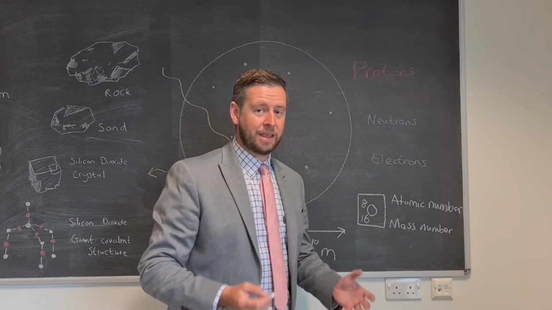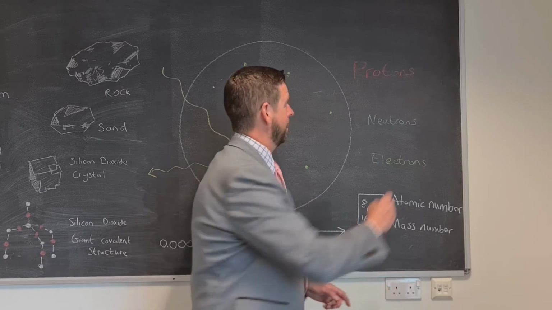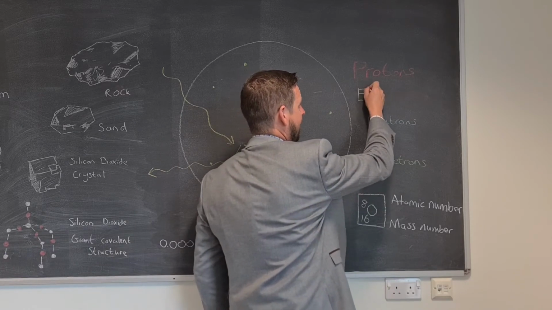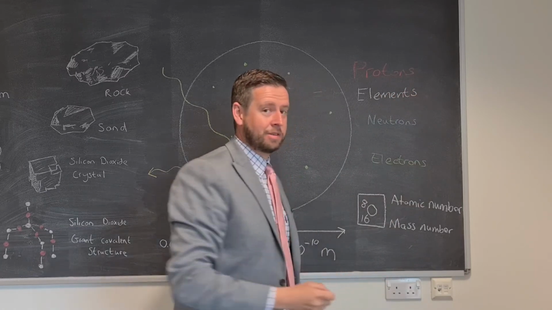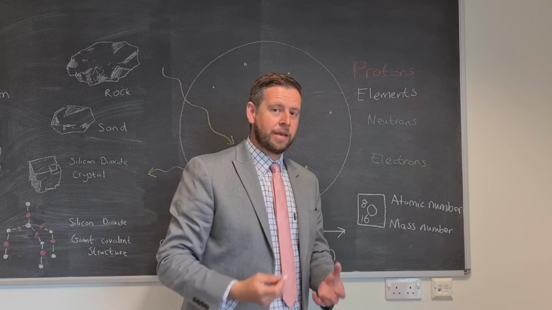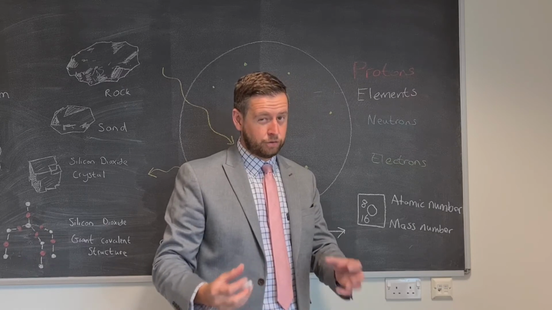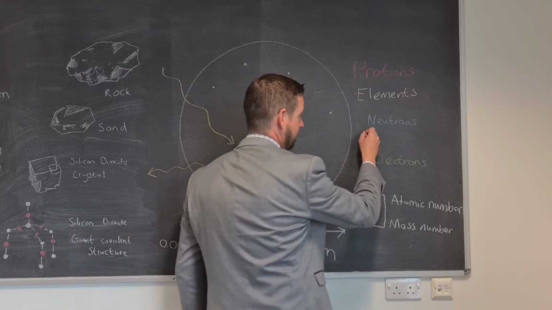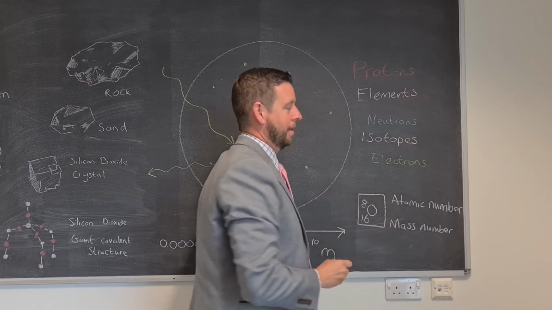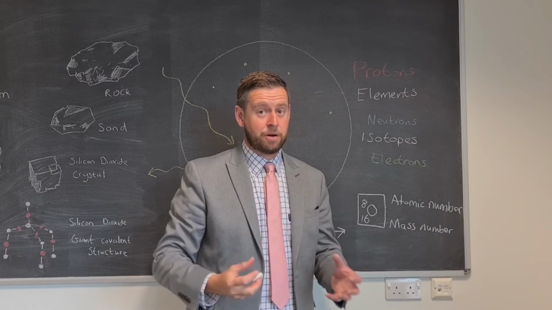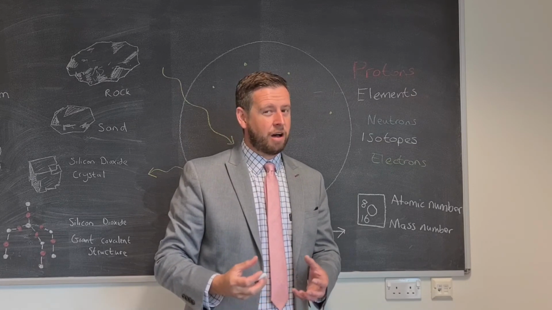In summary, if we have 2 atoms and they have a different number of protons, then these 2 atoms are different elements. And that is what's displayed in the periodic table. If they have the same number of protons, but different numbers of neutrons, then these are isotopes. If they have the same number of protons and neutrons, but differ only in the number of electrons they have, then they are different ions.